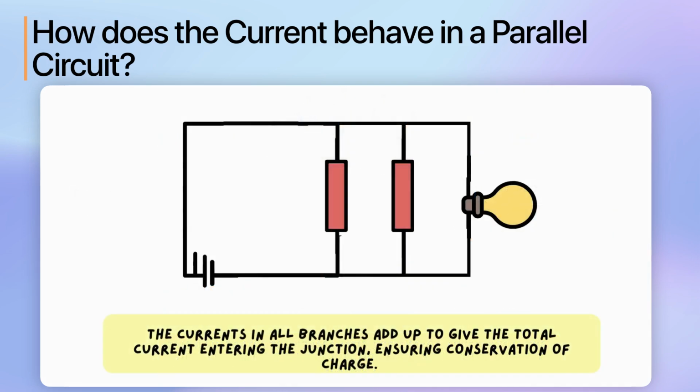For example, if 3 amps of current enters a junction and splits into 2 branches, with 1 amp flowing through one branch, then 2 amps must flow through the other branch. The currents in all branches add up to the total current entering the junction, ensuring conservation of charge.